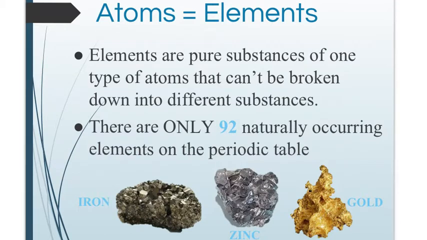Atoms are the same as elements. So if you've heard someone describe elements, we're also talking about atoms, same thing. They are pure substances of one type of atom that can't be broken down into different substances. So a pure substance is known as an element. There are only 92 naturally occurring elements on the periodic table. Examples could be iron, zinc, or gold.